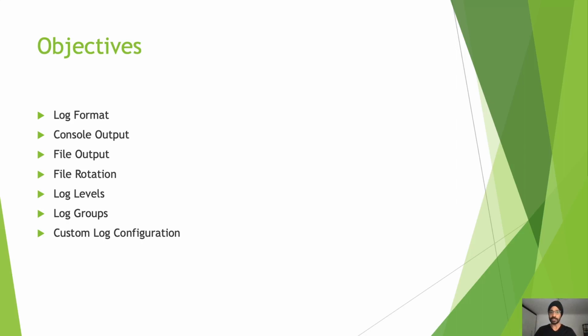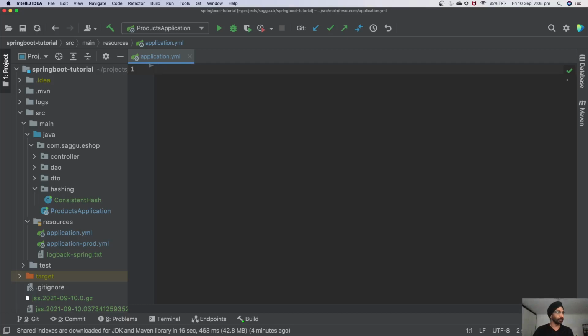Custom log configuration: by default Spring works. Spring is magical, right? But it also gives you the power to customize it. We'll try to do some customization, maybe some coloring of various things. We'll try to change the default format, maybe the file location, etc. So first things first, let's go back to our Spring Boot application.